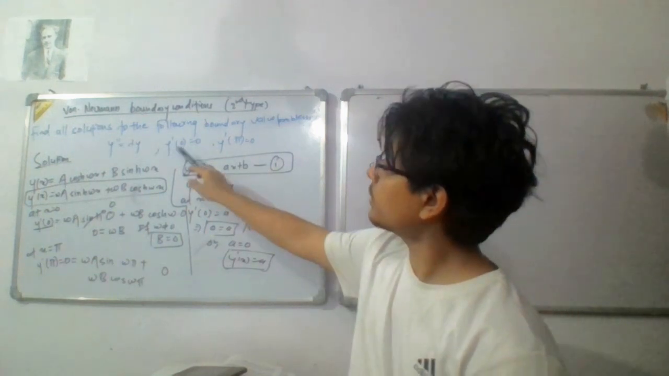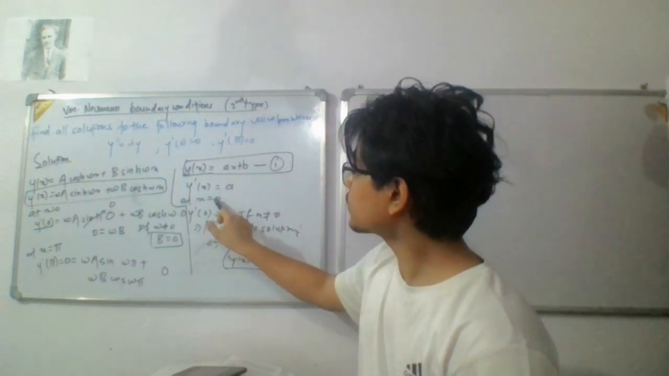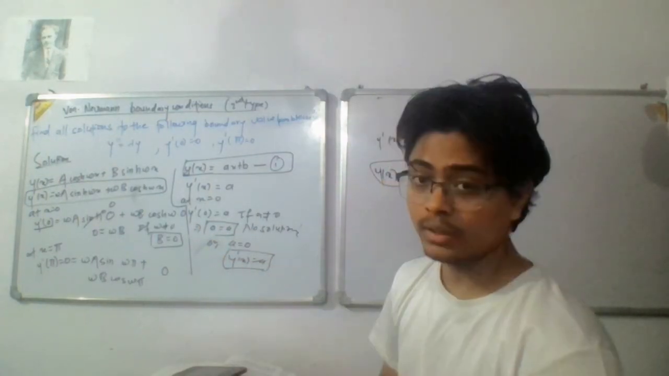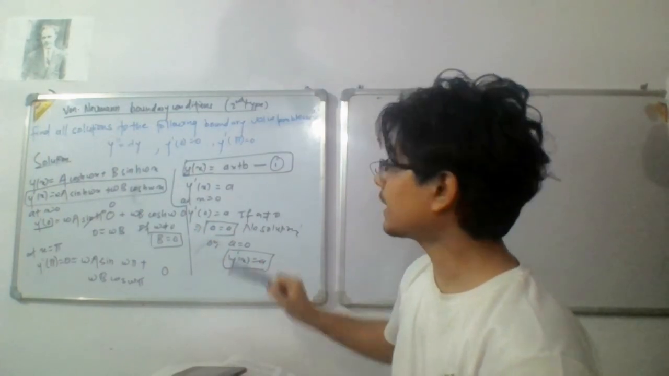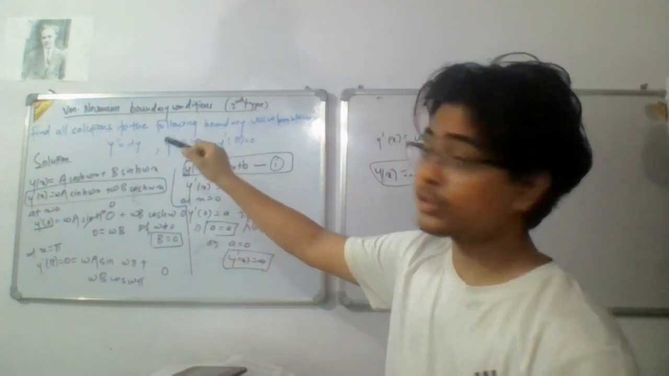Now we have been given that at x equals 0, this thing is 0. That means at x equals 0, y'(0) equals 0. So that's why a equals 0. This is a solution, and if a is not equal to 0, then there are no solutions at all. That is the first boundary condition, so this is the first solution of the boundary condition.